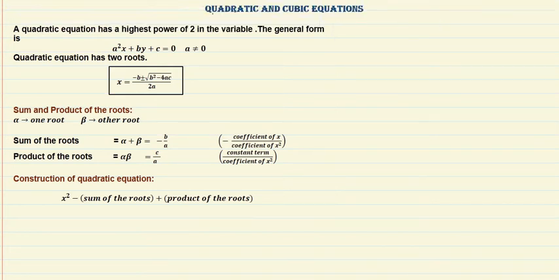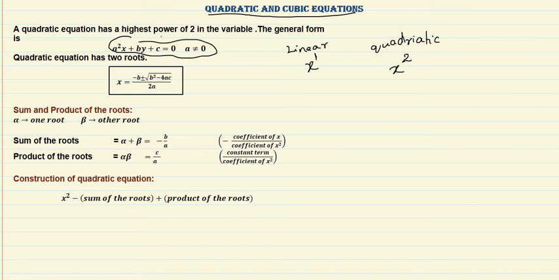Next we are going to learn about quadratic equations and cubic equations. First we saw linear equations. The difference between a linear equation and a quadratic equation is that it has a higher power of 2 in a variable. In the linear equation the highest power is only 1, and in a quadratic equation the highest power is 2. So the general form of a quadratic equation is ax square plus bx plus c is equal to 0.